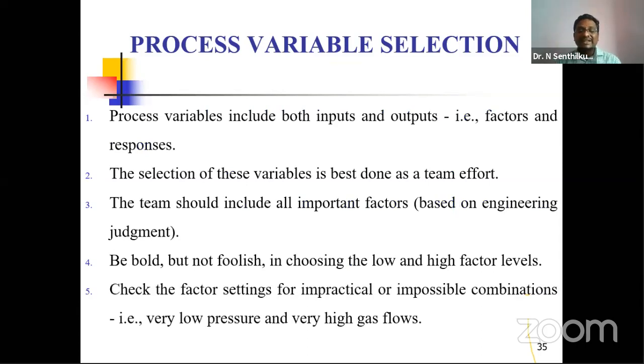So check for factors that are impractical in nature. Low pressure, that is not possible. That is possible, but it needs some special designs. Very high gas flows, that is also possible with newer designs. So before going for any experimental studies, we have to do the feasibility analysis, whether this process is feasible or not, whether the equipment needed for my work is feasible or not. That feasibility analysis we have to do, and only then select the factors. So it is teamwork. That's why we say that the selection of these variables is teamwork.